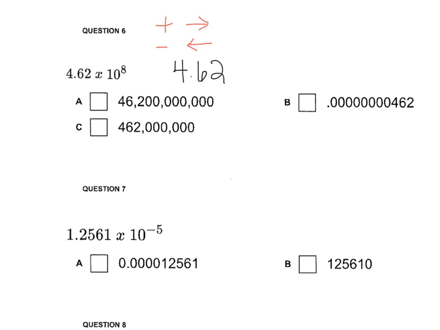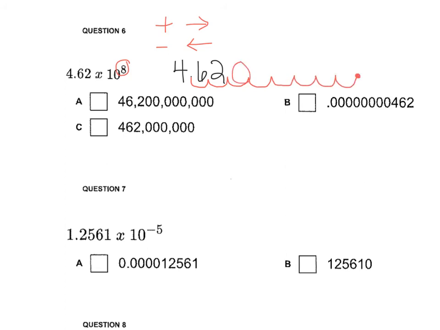I always rewrite it. My handwriting is big. So if you're the same, it might help you to rewrite it so you're not getting all confused over here. I hate that. So 4.62, this is positive. So I'm going to move to the right that many places, 8 places. And I'm going to include these two numbers. Those are my first two. So we're going to start here and we're going to go 1, 2, 3, 4, 5, 6, 7, 8.